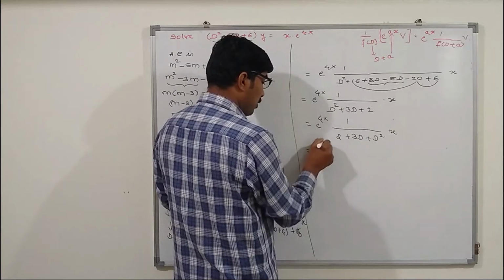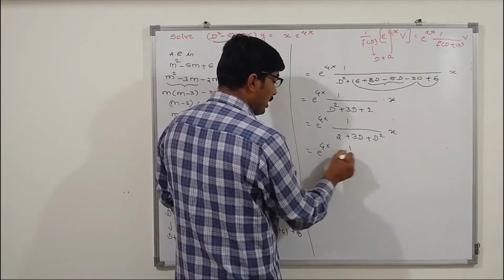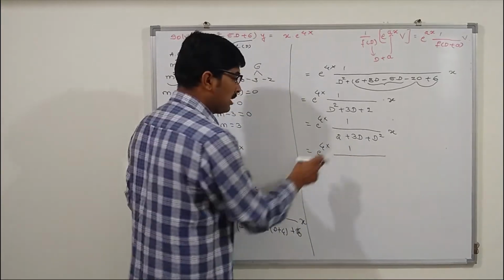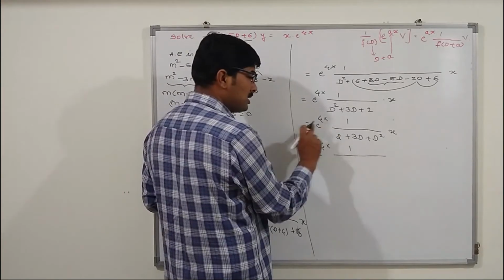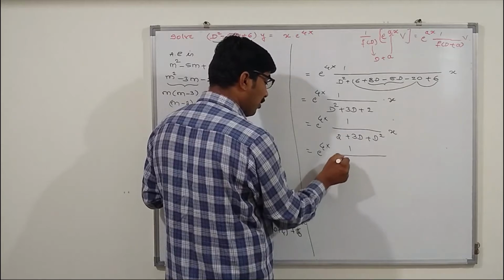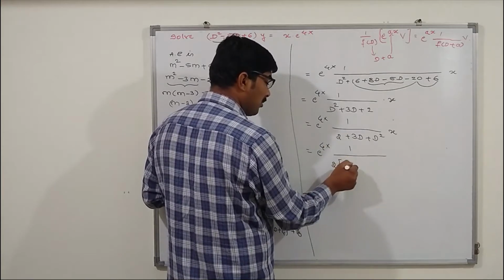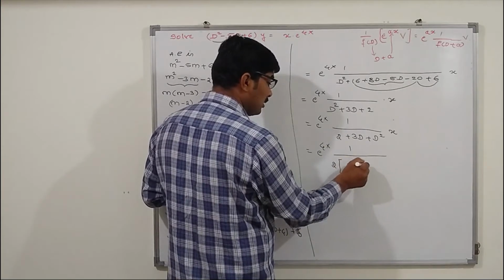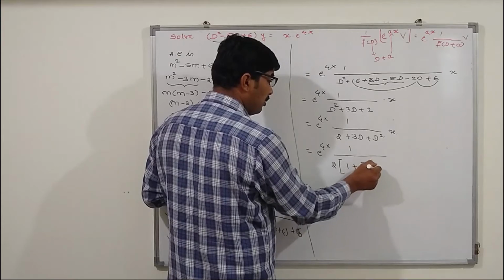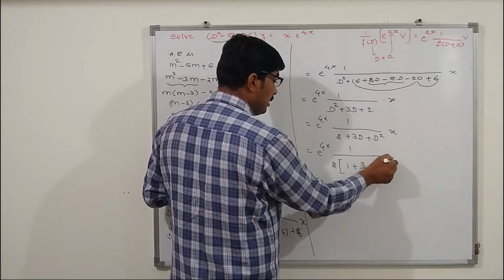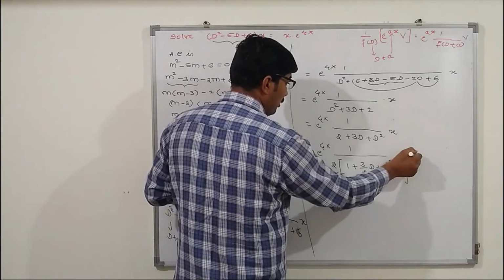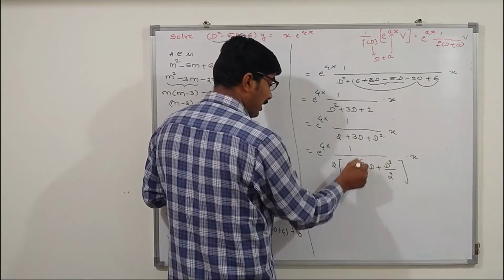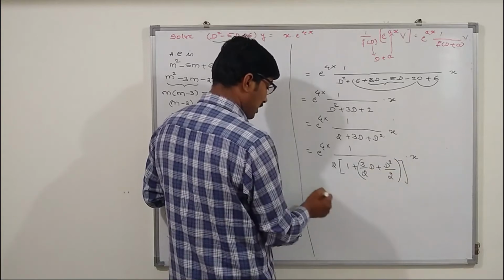This is equal to. Now from the denominator you can take the lowest degree term outside. The lowest degree term is the coefficient 2, which is D raised to 0. So this is the lowest degree term, so I will take it outside. If you take the lowest degree term outside, we get 1 plus 3 divided by 2 into D plus D square divided by 2 of x. Now I will write these two terms in a single bracket.